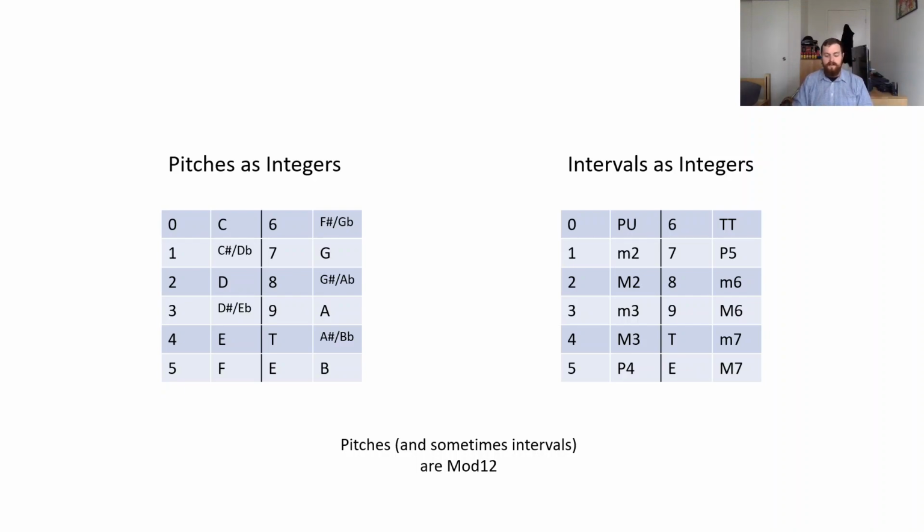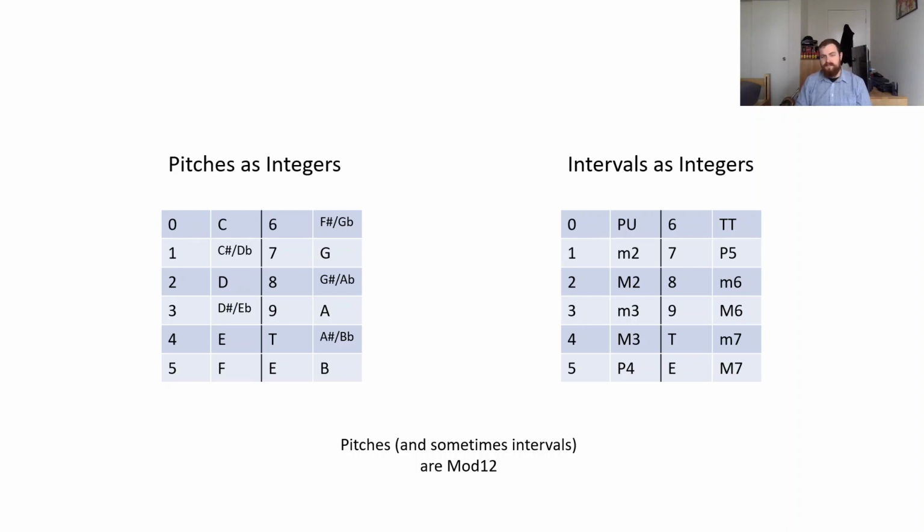So for instance, we can call C 0. We can call E flat 3. We can call A 9. We can call G 7, and so on. And this goes up to 0 again. We never hit 12. In this case, we're referring to what we call pitch classes, where when we say 0, that refers to all C's in any octave, right?